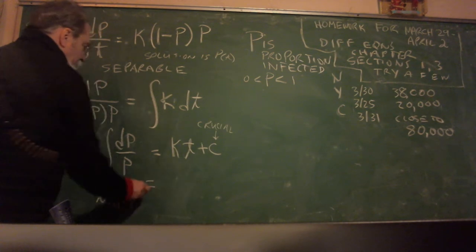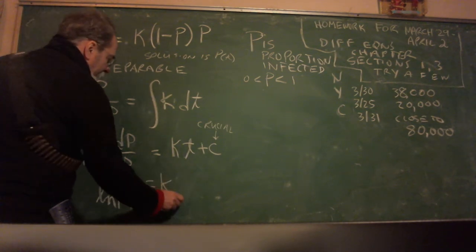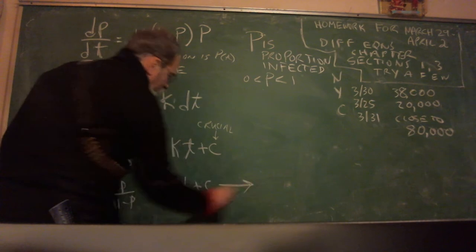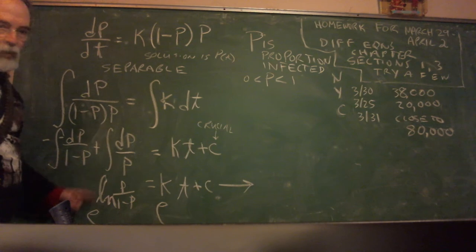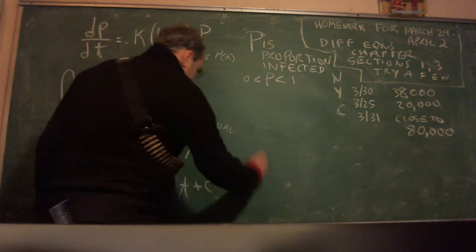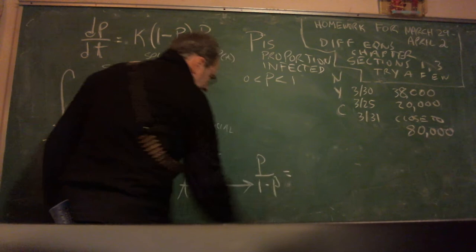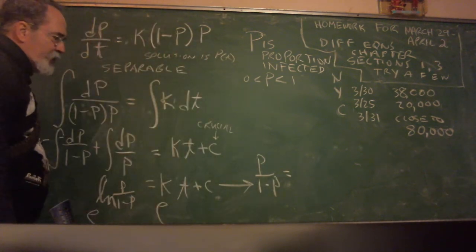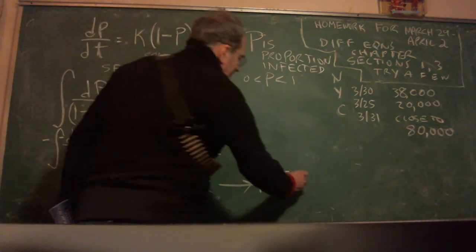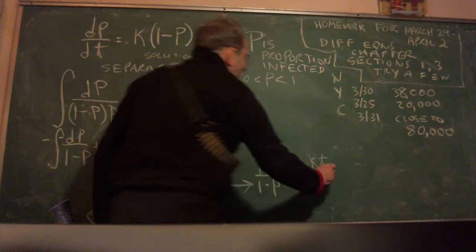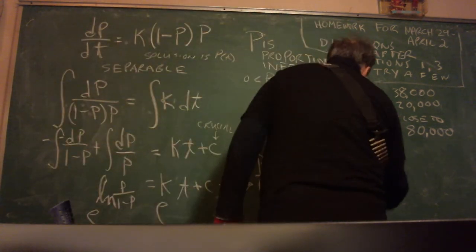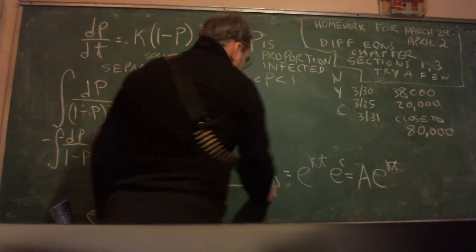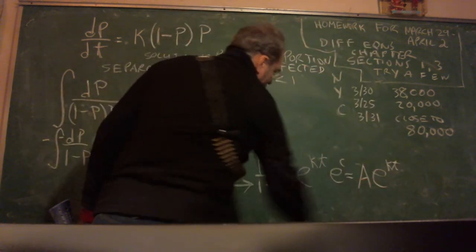And this comes out to be equal to kt plus c, but you can see where this is going to go. I'm going to raise both of these as powers on e. So the e and the natural log kill each other off, and I have p over 1 minus p equals e to the kt plus c. Now this you got to be able to handle. That's the same as e to the kt times e to the c. And e to the c, it's e to an arbitrary constant, so it's an arbitrary constant. We usually write it as an A, A e to the kt. So we have p over 1 minus p equals that.